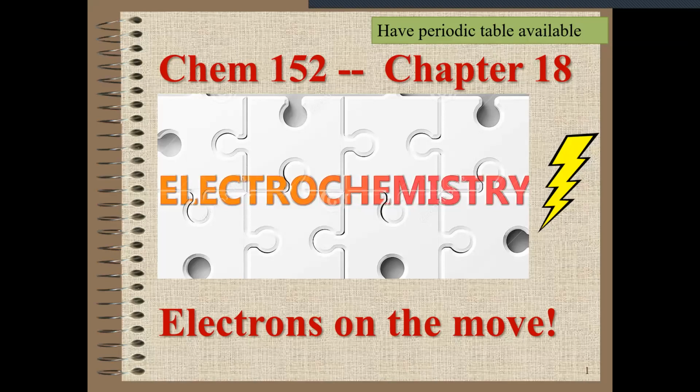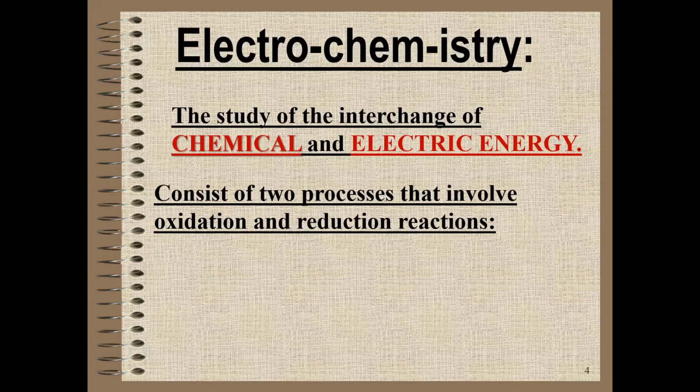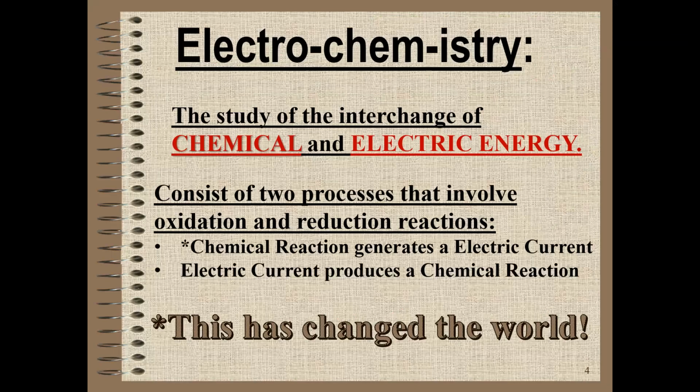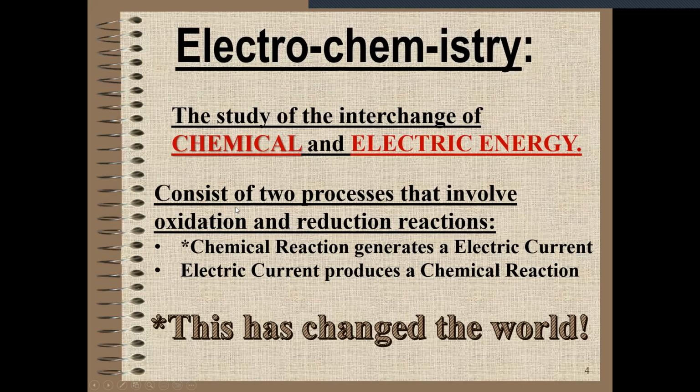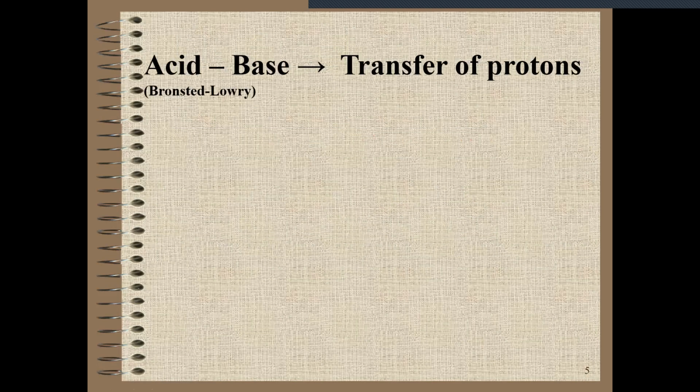Okay, so electrochemistry, electrons on the move. We're actually focusing now on electrons. Very important. Make sure you know this. What is the definition of electrochemistry? There's a question on this. It's the study of the interchange of chemical and electrical energy. It's going to involve oxidation and reduction reactions. And electrons are going to be on the move, which is going to produce our electric current.